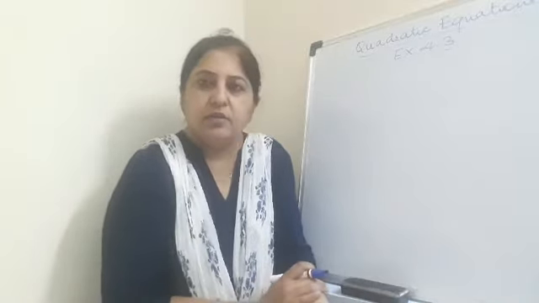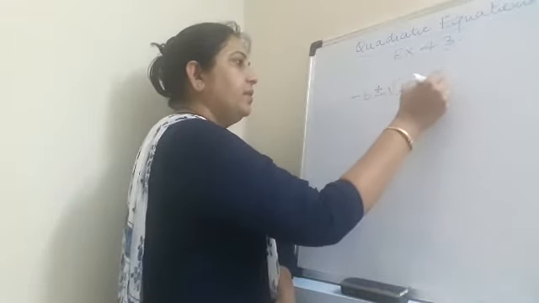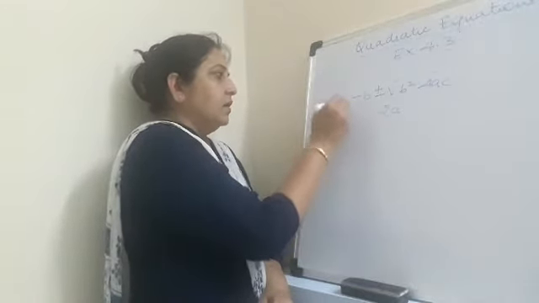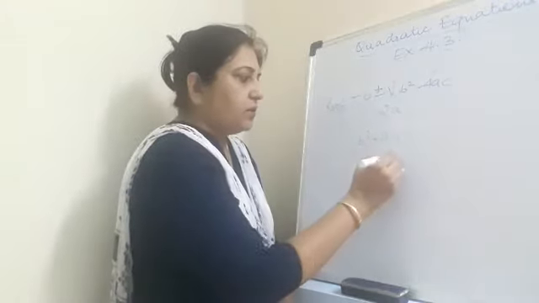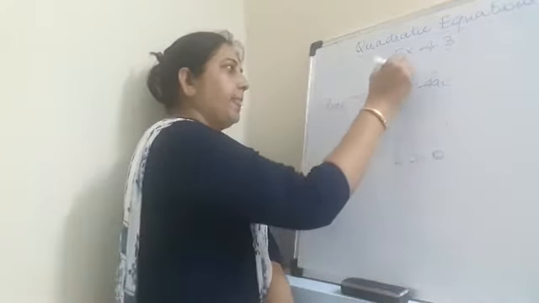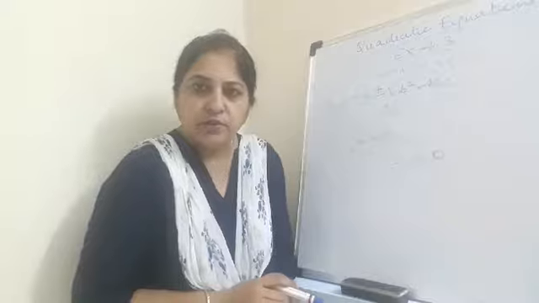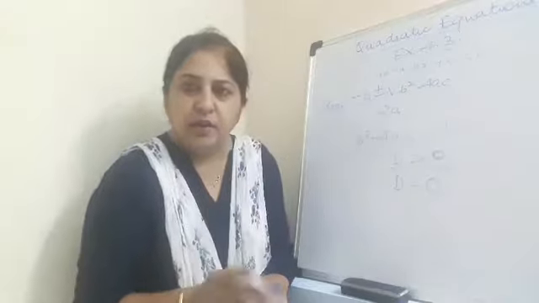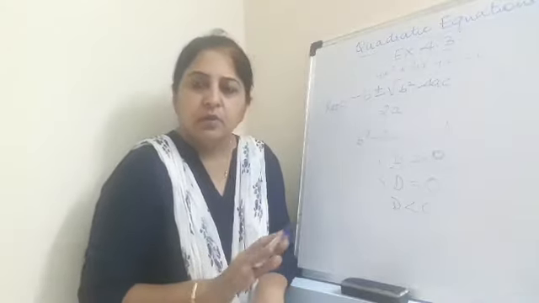Yesterday I told you that the quadratic formula is x equals minus b plus minus square root of b square minus 4ac upon 2a, and b square minus 4ac is called the discriminant. If the value of the discriminant is greater than 0, then the given equation will have two distinct real roots. If the value of D is equal to 0, then the given equation will have two real equal roots, and if the value of D is less than 0, then the equation will have no real roots, right?